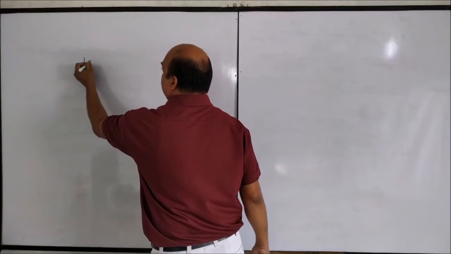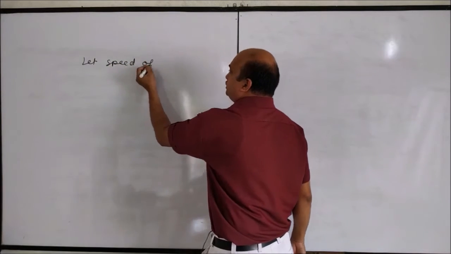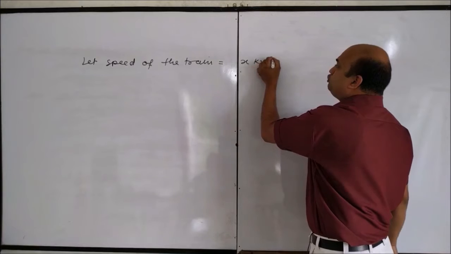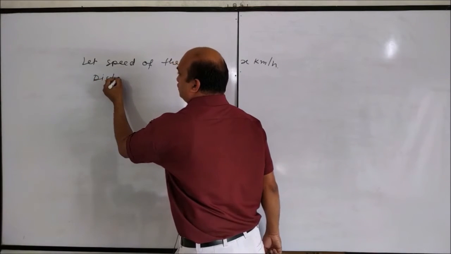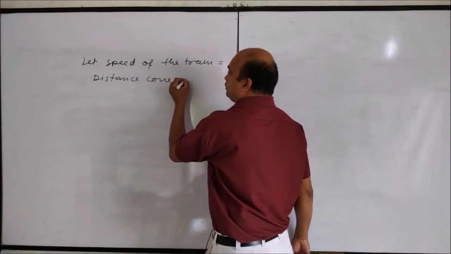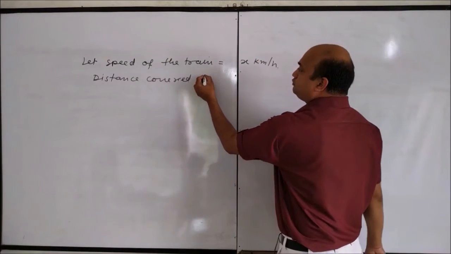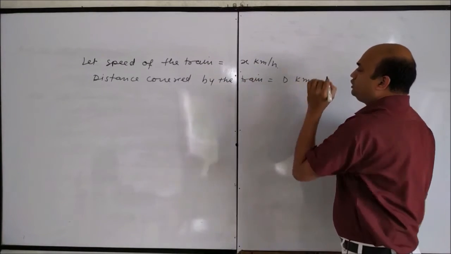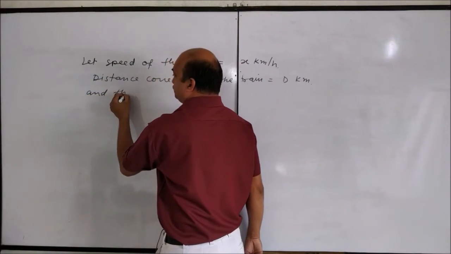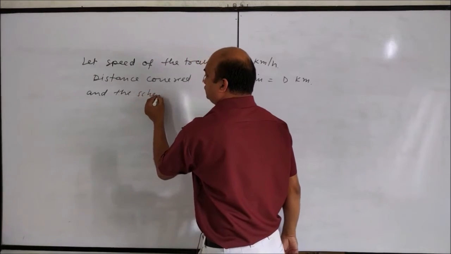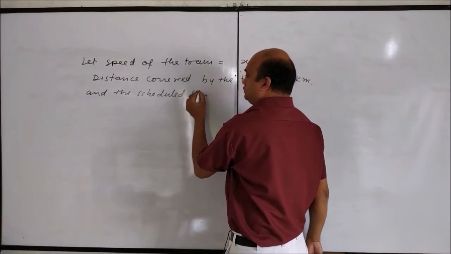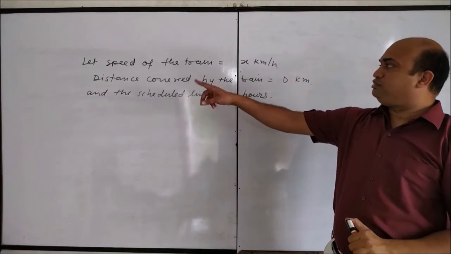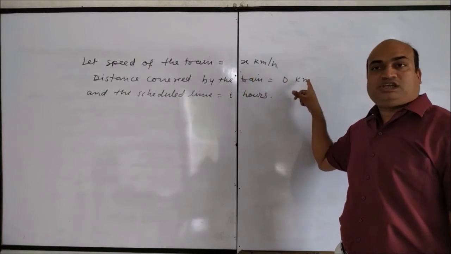We will write, let speed of the train is equal to x km per hour, distance covered by the train is equal to d kilometer, and the scheduled time is equal to t hours.